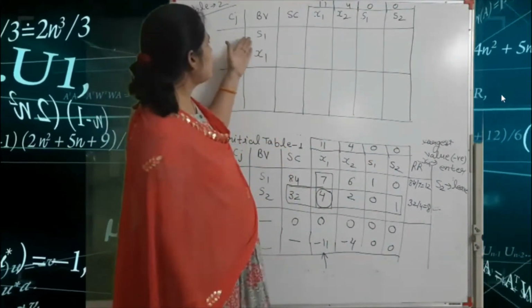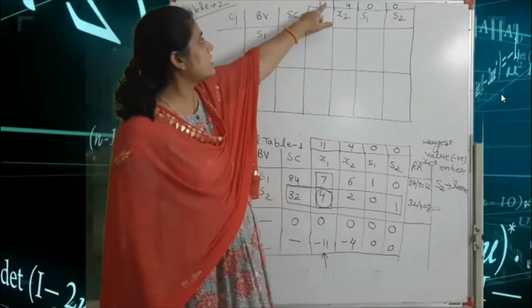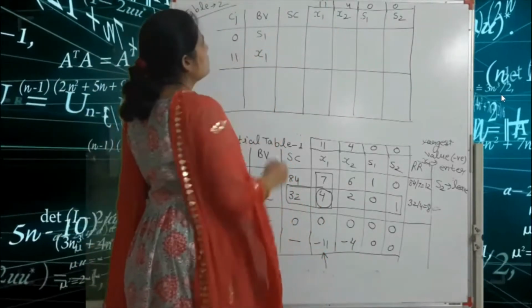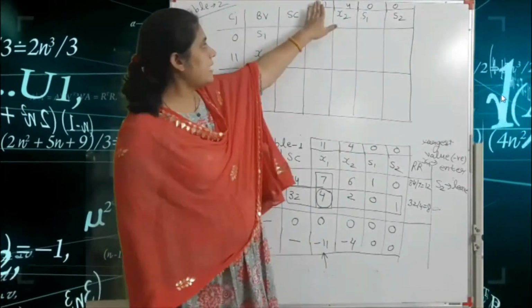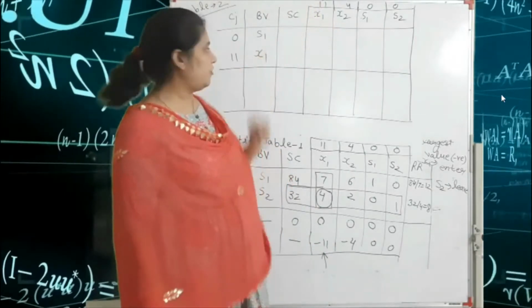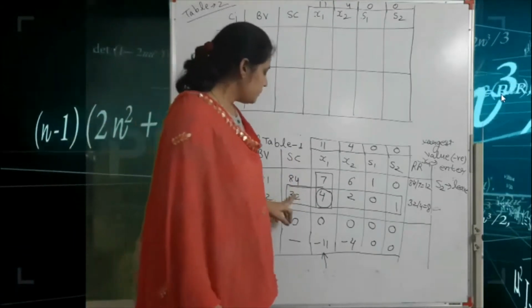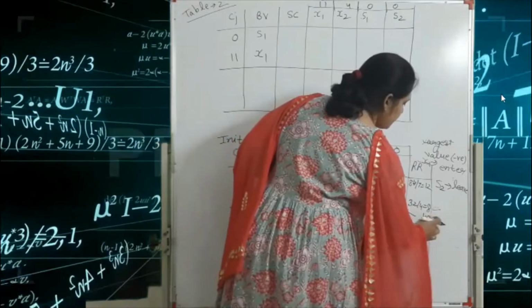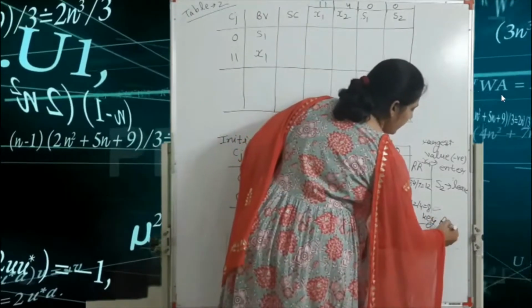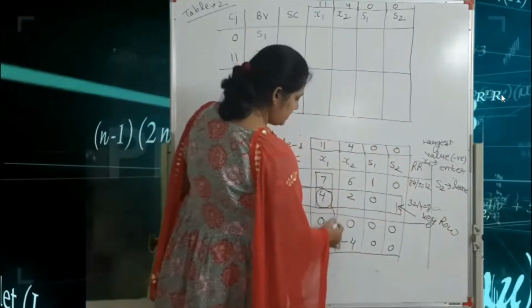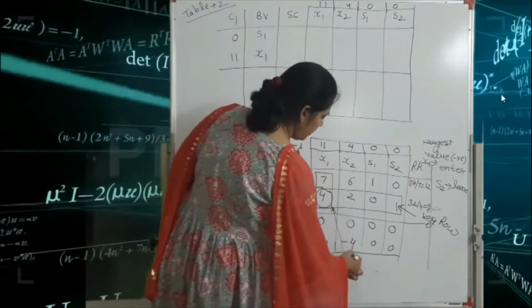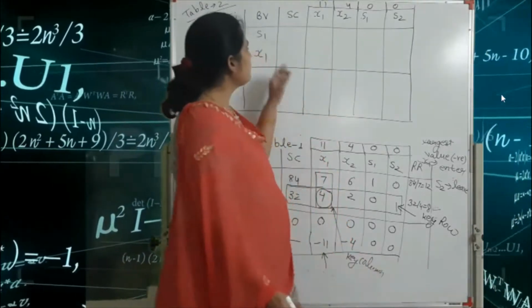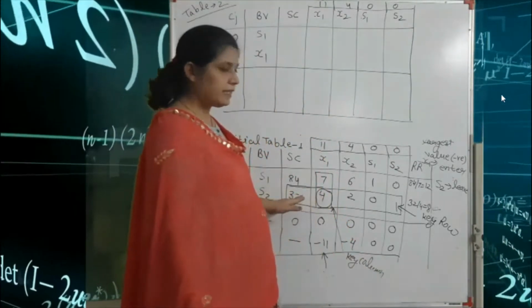First you write the coefficients according to our objective function. The coefficient of S1 is 0 and the coefficient of X1 is 11. Next, this is the key row, and this column is the key column. Here, the intersection point is the key number.